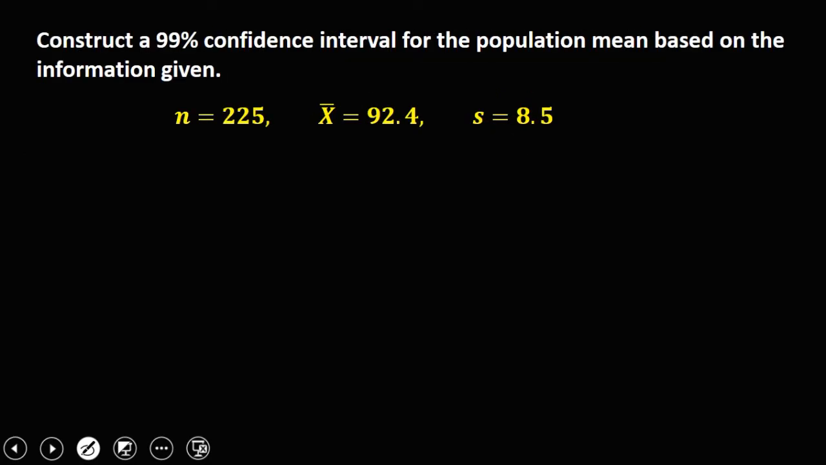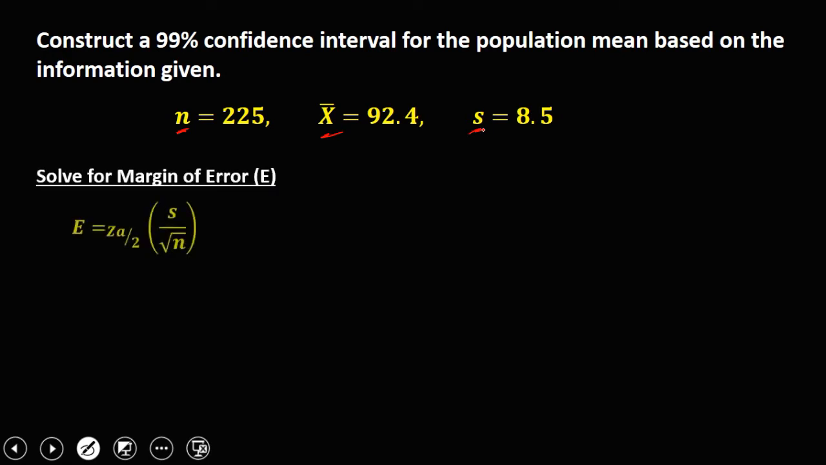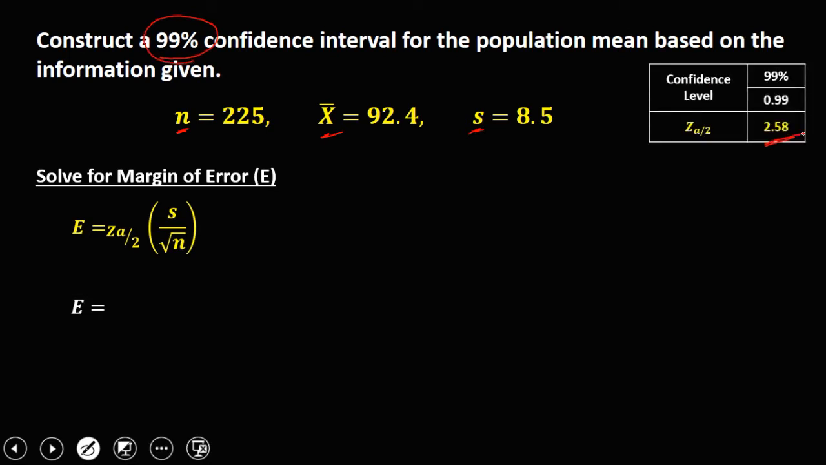So we have this given: construct a 99% confidence interval for the population mean based on the information given. We have the sample size, that's 225, sample mean, that's 92.4, and the standard deviation, that's 8.5. First, solve for the margin of error using this formula. Since the confidence level is 99%, the confidence coefficient is 2.58.